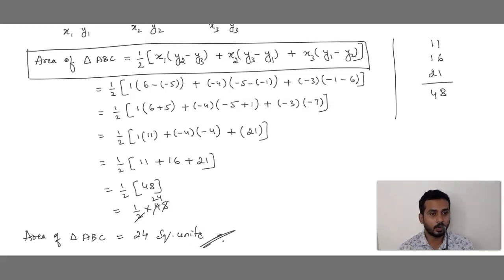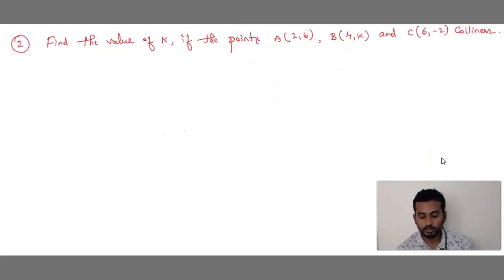So this was a basic problem related to area of triangle. I hope you all have understood how to solve this problem. Thank you. Now let's copy down the next question. Next question, find the value of k if the points A of 2, 6, B of 4, k and C of 6, minus 2 are collinear.